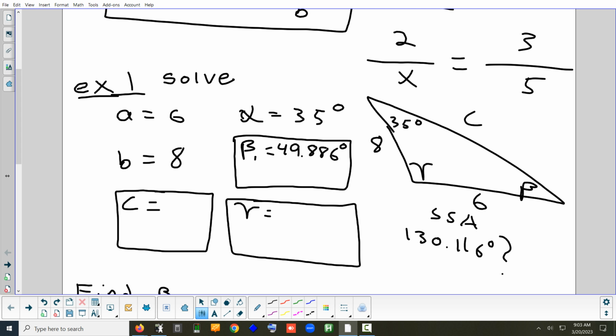Okay, so we got 49.886. So we know that was an answer. Then we subtracted it from 180 to get that number. When you add that number to 35, if it's under 180, then the second answer works. If it comes out over 180, like it did on the test, then it does not work. Okay. Any question how we got the 130 or how we figured out that it works?